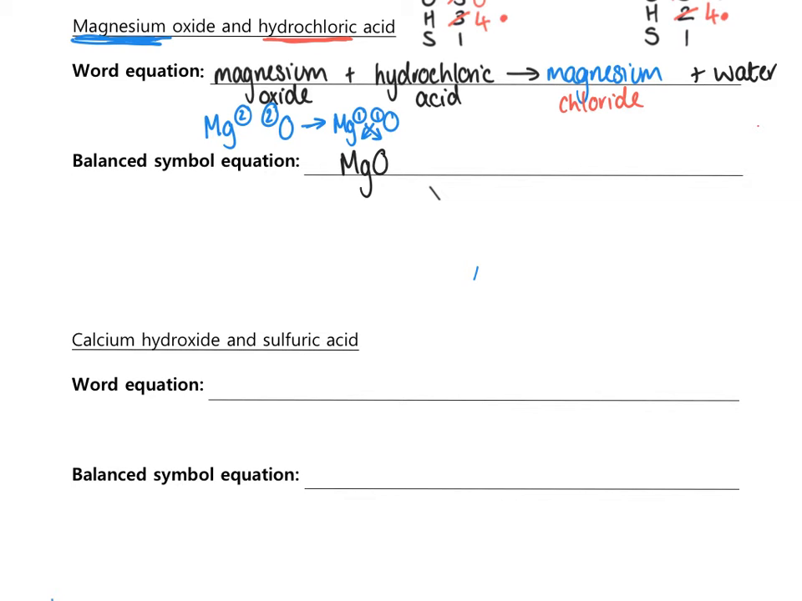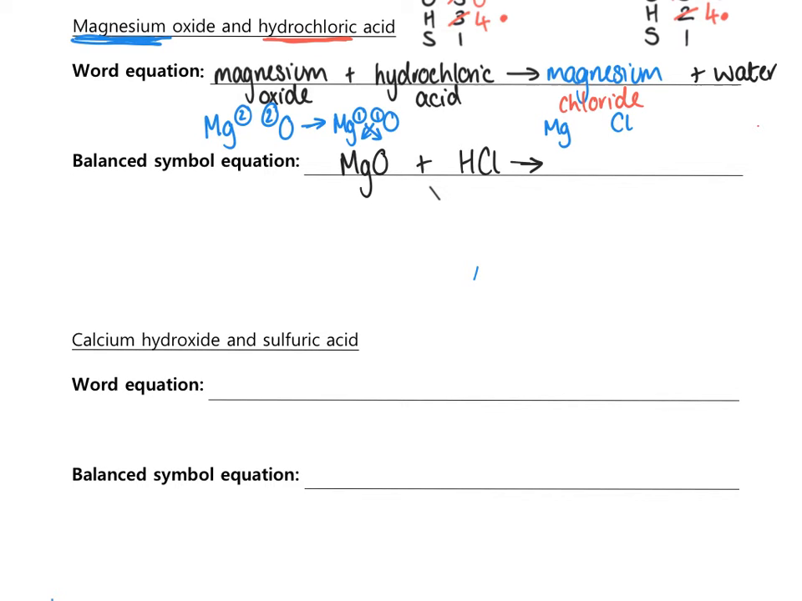Hydrochloric acid is simply HCl, and again that's something you should be familiar with. Magnesium chloride then. Again, this is just a very simple version of my swap and drop. I use magnesium, and for chloride I use chlorine.